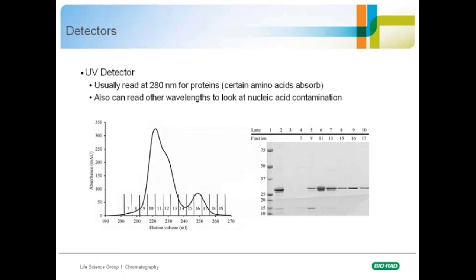This shows a chromatogram of a 280 absorbance that also shows the fractions that are being collected. And why that is important is when you have the fractions collected, you would often run them on some type of electrophoresis gel, as you see here on the right. And you can match those fractions to what you're seeing on the gel and get an idea of the identity of each of the fraction components.